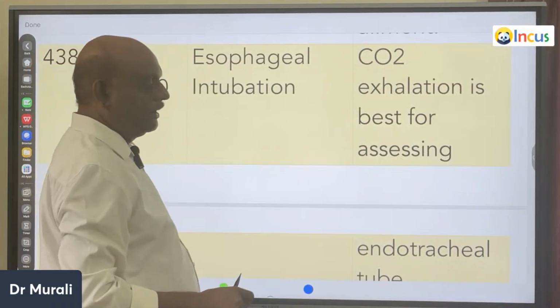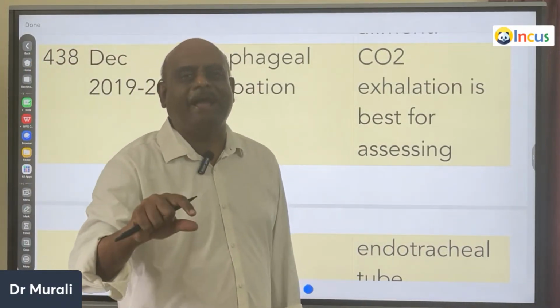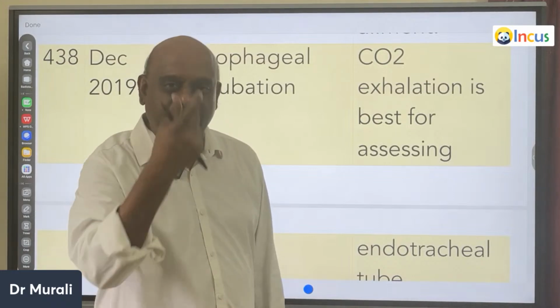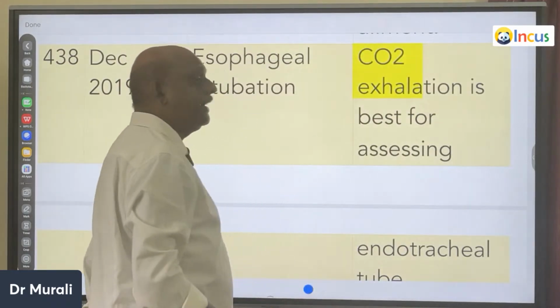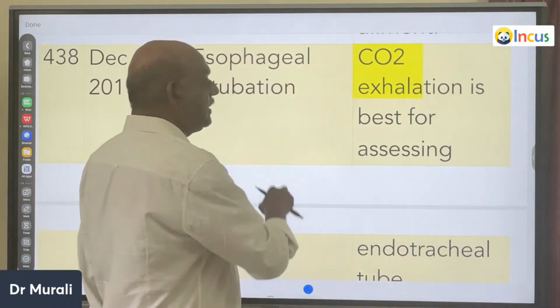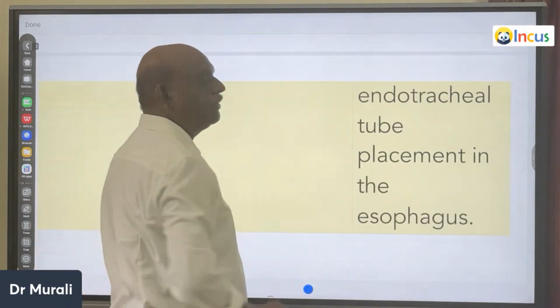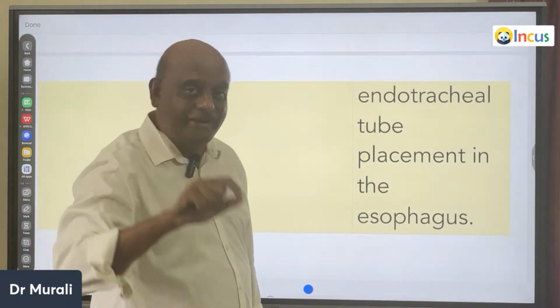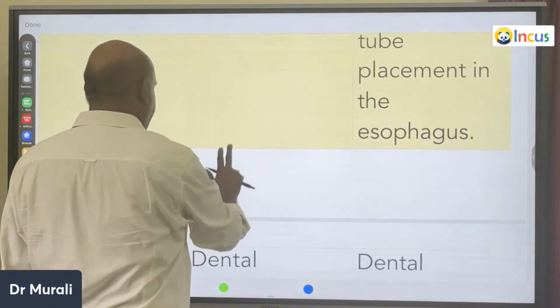Then, endotracheal tube, instead of passing into the trachea, if you happen to pass into the esophagus, then how do you identify? The CO2 exhalation is the best way to know whether you have placed the endotracheal tube in the trachea or in the esophagus, is very, very important.